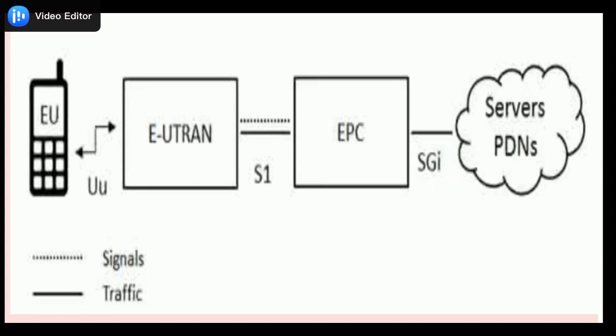The LTE network architecture is divided into three main components: the UE, user equipment, EUTRAN, the evolved UMTS terrestrial radio access network, and the evolved packet core, EPC. The evolved packet core communicates with packet data networks in the outside world, such as the internet or the IP multimedia subsystem. The interfaces between the different parts of the system are denoted Uu, S1, and SGi, as in this picture.